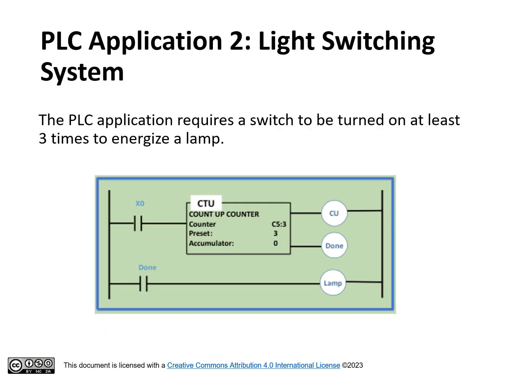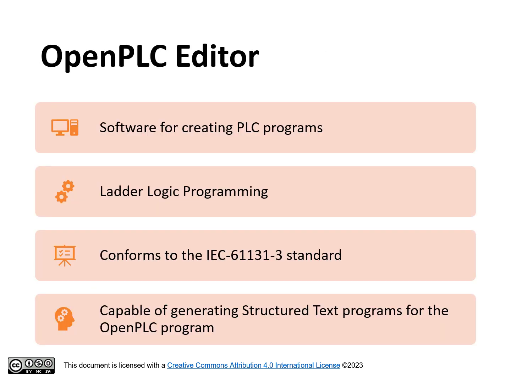The PLC application requires a switch to be turned on at least 3 times to energize a lamp. The ladder logic implementation of this application is shown in the figure. When X0 is turned on and then off, the up counter is enabled and the accumulator is incremented by 1. This is repeated 2 more times, which will turn on the done bit because the preset value has been reached. This will, in turn, energize the lamp.